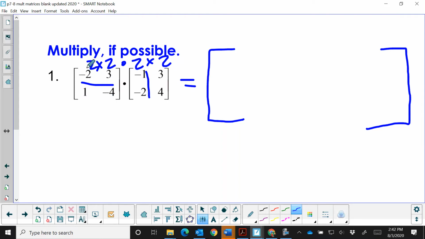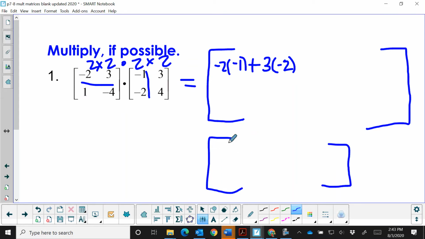I'm going to take this first position, -2 and -1, and I'm going to multiply those together. And I'm going to add to it 3 times -2. 3 times -2. And that's going to give me the term in the top left position. So that's going to give me +2 plus -6. So 2 plus -6 is -4. And that is the term or the element in the top left position.